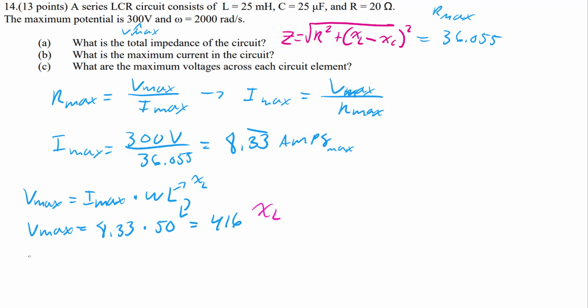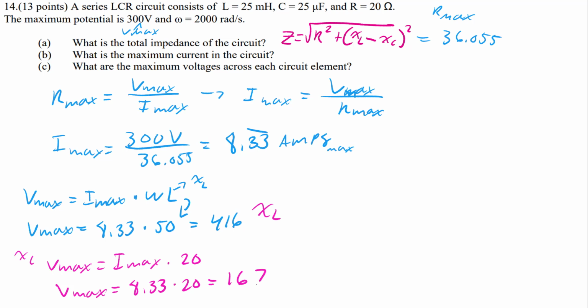For X sub C, we can say that V max is equal to I max times X sub C. Turns out that X sub C is really 1 divided by omega times capacitance. But again, we already saw for this one, we said that it was 20. Okay, so we can say that V max is equal to 8.33 times 20. That gives us 167 volts for X sub C.